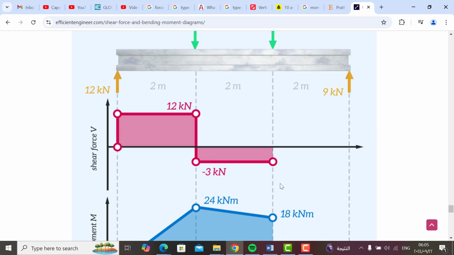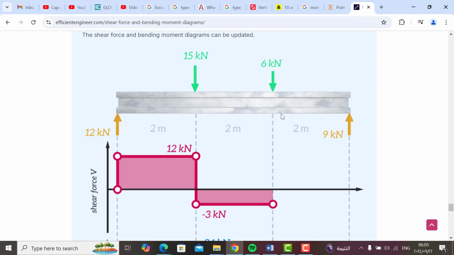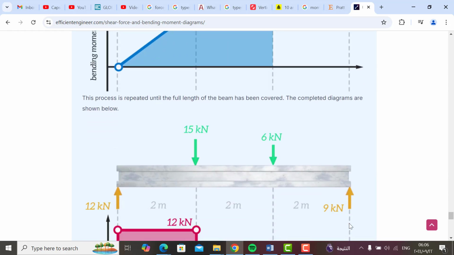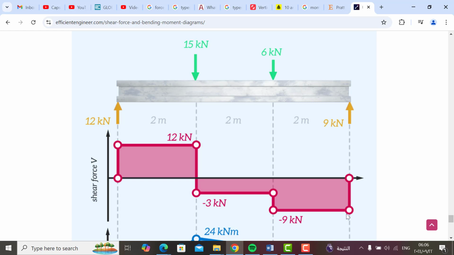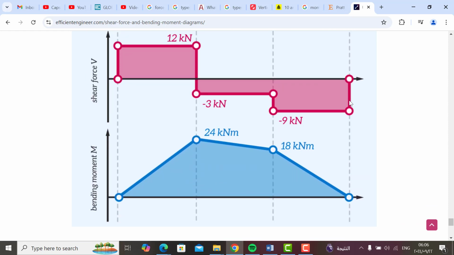And then we calculate here, after the point, and we have 6 kilonewton more down, so this will be minus 9 here, down minus 9, and go horizontally here, and the third shows you, okay. And if we calculate the moment around this point, it will be 0, so the slope will go down to 0 because this is the end of the beam.